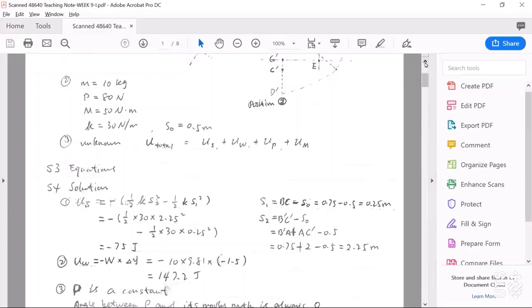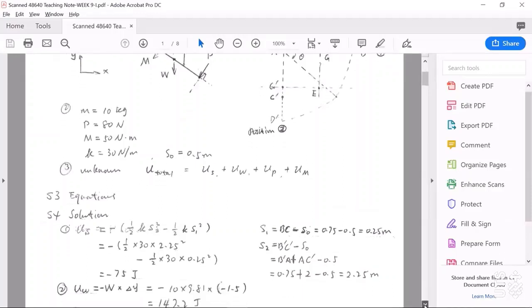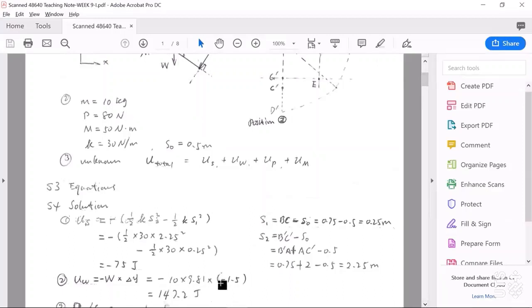So this means delta y is the vertical distance from G to G prime. This should be 1.5 meter, and it's negative 1.5 meter. So the work done by the weight force is 147.2.